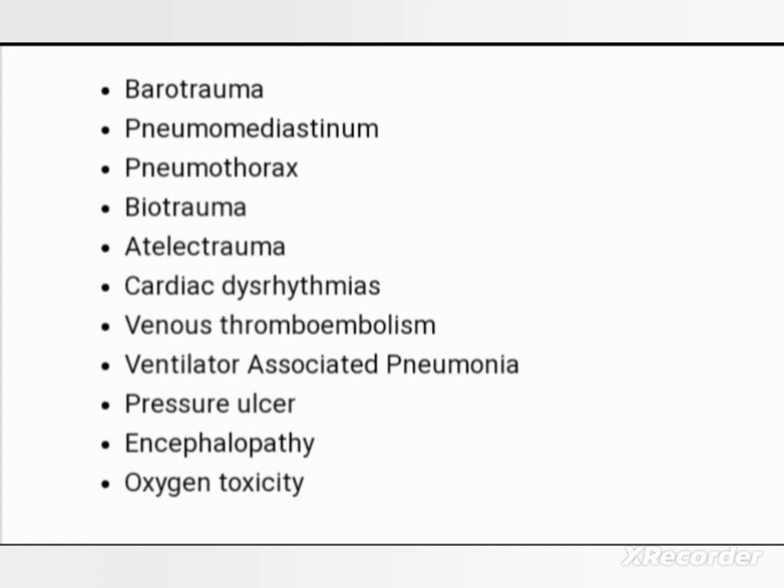The complications of ARDS include barotrauma, pneumomediastinum, pneumothorax, biotrauma, atelectotrauma, cardiac dysrhythmias, venous thromboembolism, ventilator-associated pneumonia, pressure ulcer, encephalopathy, oxygen toxicity. The complications of ARDS affect all organs, so multi-organ failure is the main complication. That's why cardiac complications, encephalopathy, neuro complications, renal problems, venous thromboembolism, all this can be observed. Barotrauma is mainly due to ventilator-associated problems. Barotrauma, pneumomediastinum, biotrauma, atelectotrauma are all ventilator-associated problems.